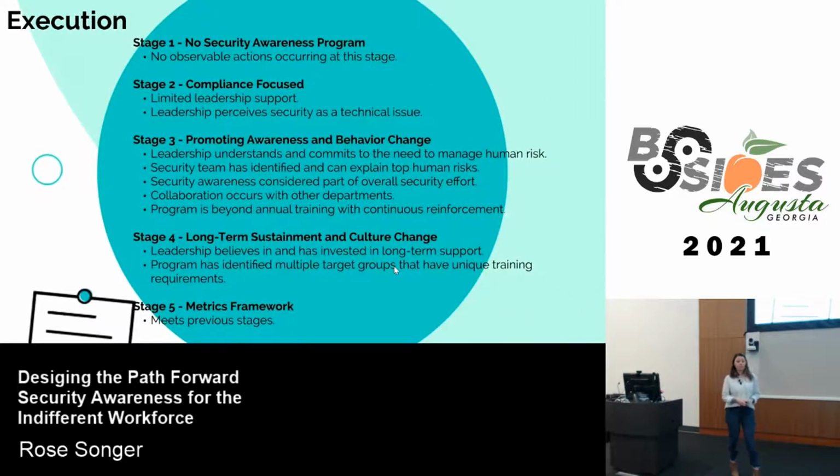Next, we have execution. Again, no observable things happening for stage 1 here. But stage 2, you have limited support. Your leadership may perceive security as a technical issue. How many of you guys have been in an environment where you don't necessarily have security awareness in place, but your leadership's all for throwing new technologies or tools onto your infrastructure to fix the issue? Maybe it's better email protections, maybe it's a SIEM, maybe it's whatever, and they're thinking that fixes the issues when really you're still going to have the human risk regardless of the technology that you put in place.